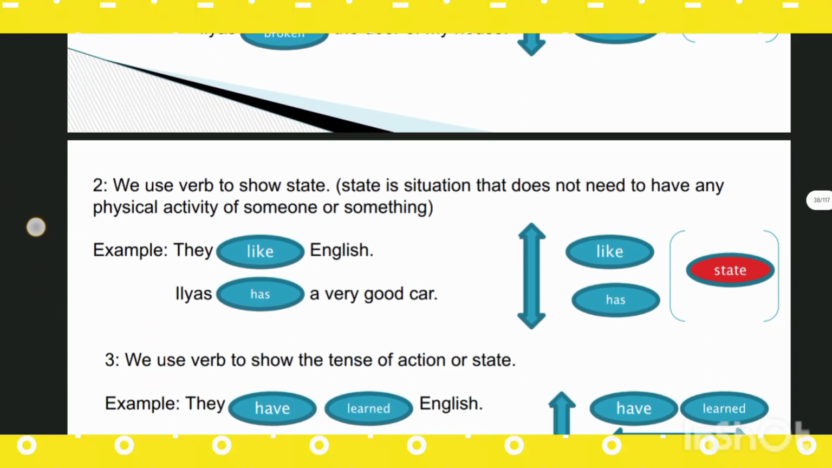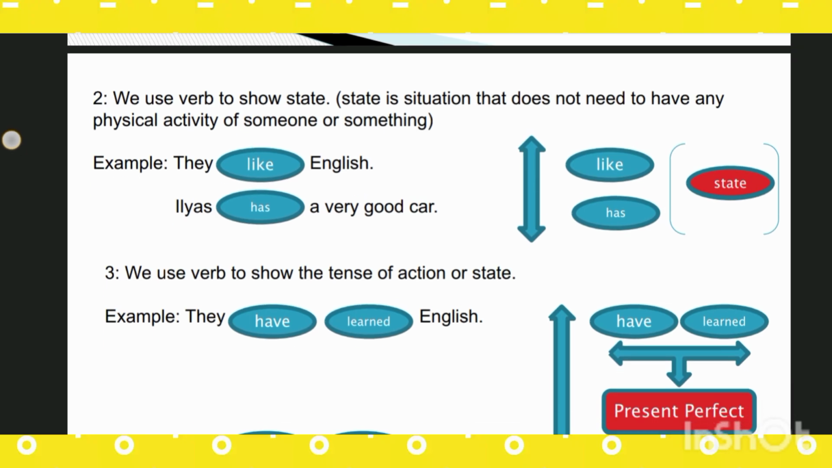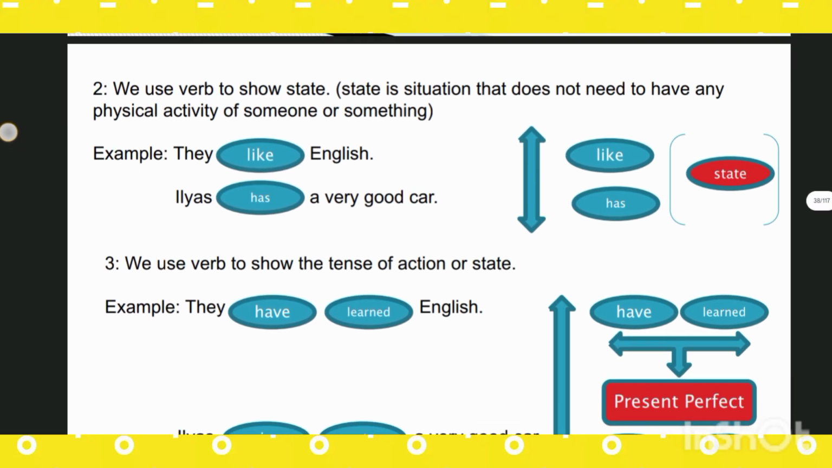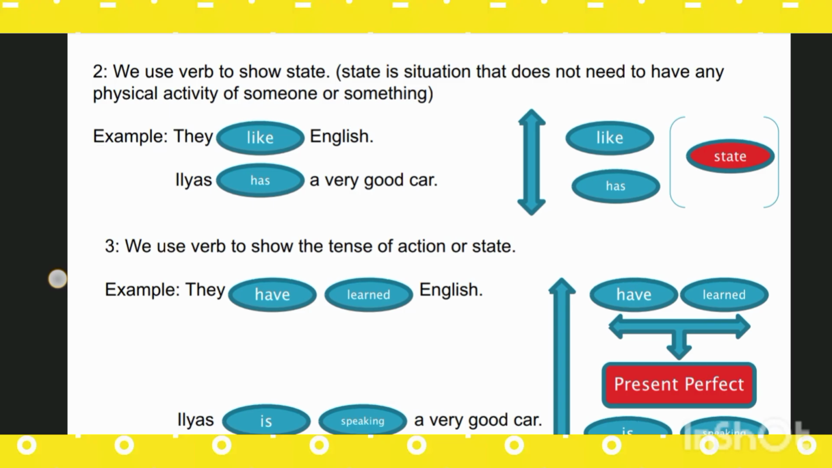So in the second usage, we use a verb to show state. State is also a situation that does not need any physical activity of someone or something. In this second usage, we have to look at my screen.